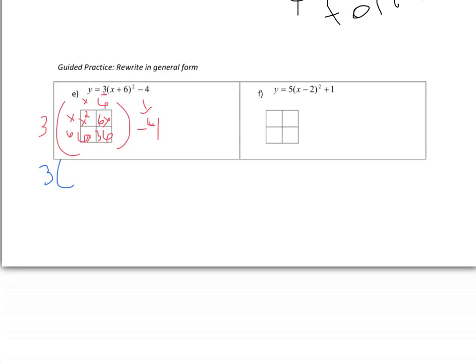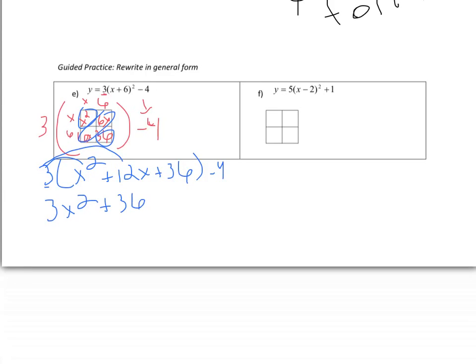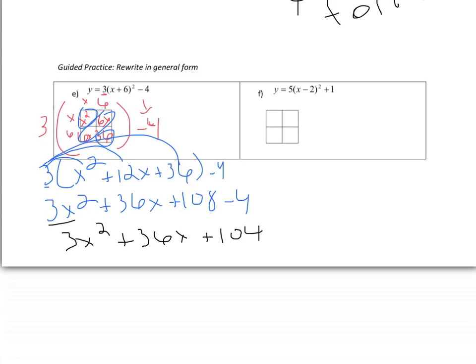So I have 3x squared. My diagonal is 6 plus 6, which is 12x. And then I have my 36. All of that is times 3, and I subtract 4. Distribute 3x squared. 3 times 12 is 36. And 3 times 36, I believe, is 108. And then I subtract 4 off the end. And combine like terms again, so I get 3x squared plus 36x, and 108 minus 4 is 104. So that is general form.